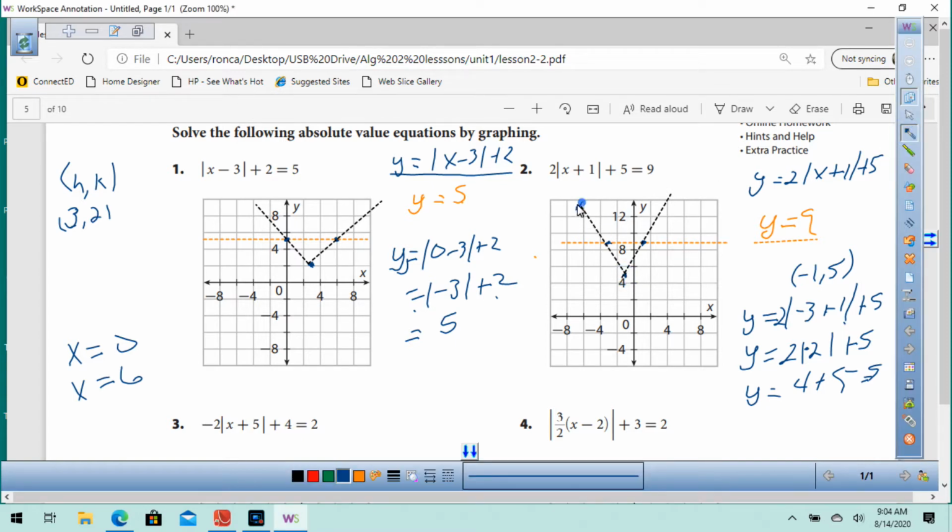And there we go. Should have put my little arrows on there as well. All right. So this time we have x equals 1 and x equals -3.